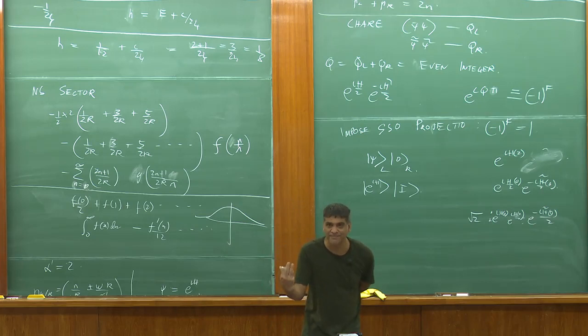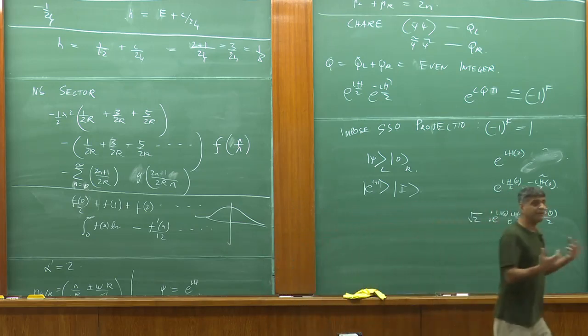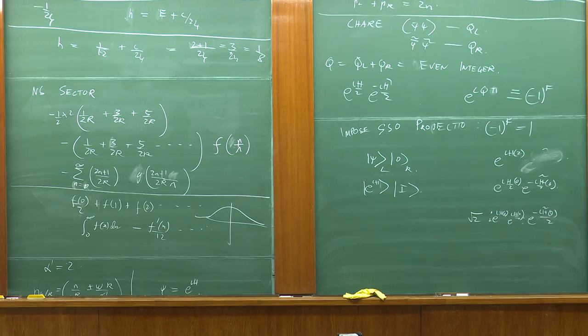Is this clear? The thing was that we are trying to marry two sectors together. In one sector, psi is periodic, the other, on the plane. The other sector, psi is antiperiodic. And if you didn't know anything about it, you would think that if you take OPE copies of operators in one sector with the other, you will get half integer powers. As you see, we get.